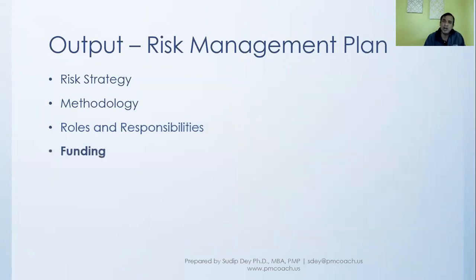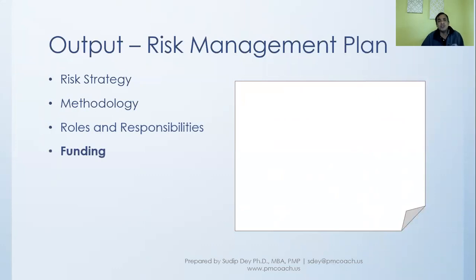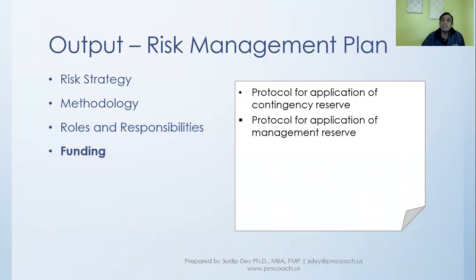Then we'll also talk about funding. One of the things is, what are the funds, how much, or where we'll get the funds from for this risk management. And then we'll also talk about the protocol for application of contingency reserve. If we need to actually use contingency reserve because a risk got triggered, then what is the protocol? And the same for management reserve. How will we go about applying the management reserve that we have kept for unknown risks?